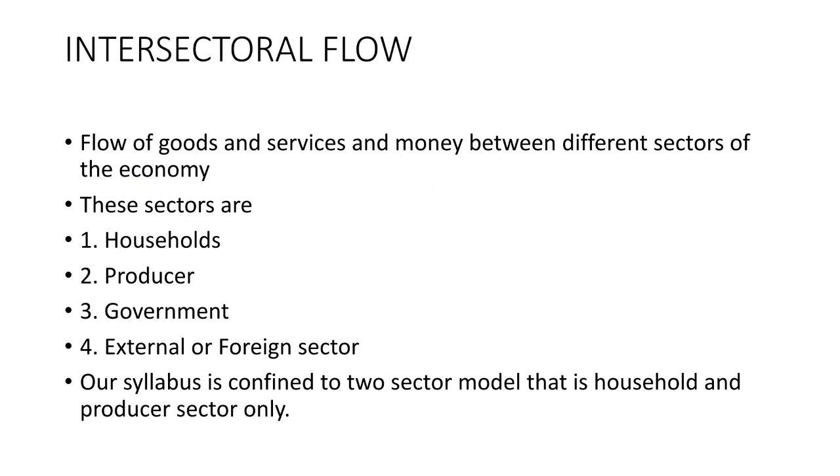Next concept is intersectoral flow. Intersectoral flow means flow of goods and services and money between different sectors of the economy. When the goods and services and money flow between various sectors, that flow is known as intersectoral flow. Now, what are these different sectors of an economy? Household sector, producer sector, government sector, and external or foreign sector. External or foreign sector includes the rest of the world. Our syllabus is confined to only the two sector model, so we will read only household and producer sector. Clear?